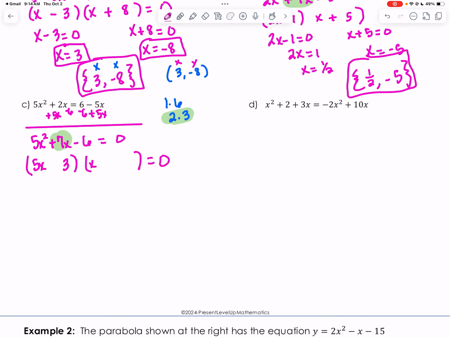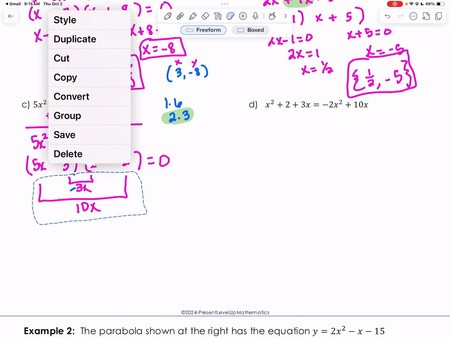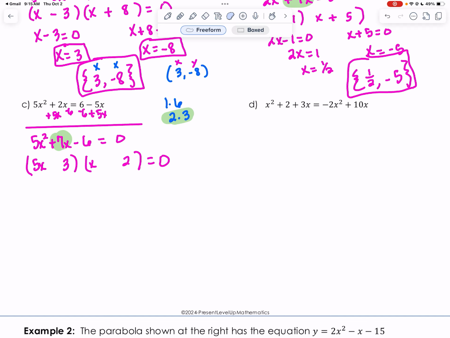So let's see what it looks like when we try 3, 2. Check the outer, 5x times 2, that would be 10x. Check the inner, 3 times x is 3x. And remember the question you ask yourself is, can I get a 7x from 3x and 10x? And the answer is yes, if I make the 3 negative, because negative 3x plus 10x would give me positive 7x. So now I know that the 3 has to be negative 3x, and this would have to be positive.